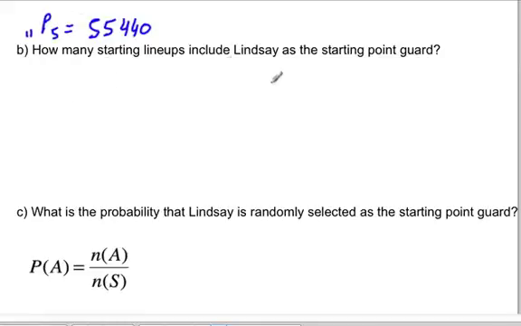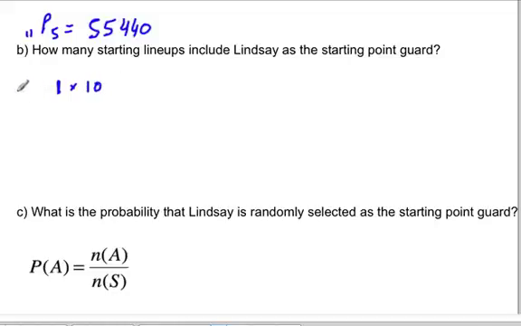Now, if Lindsay's going to be the starting point guard, the question is, how many of the starting lineups include Lindsay as that starting point guard? Well, in this case, we're going to say that there's one way that we're going to put Lindsay in, and that's going to be as a starting point guard. And for the next position, we're going to have 10 people to choose from.